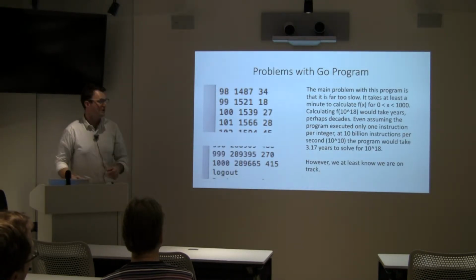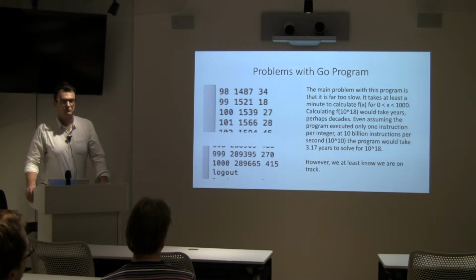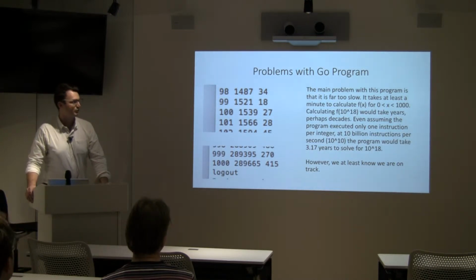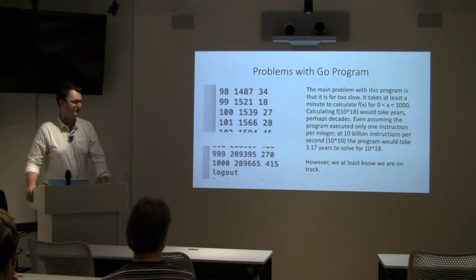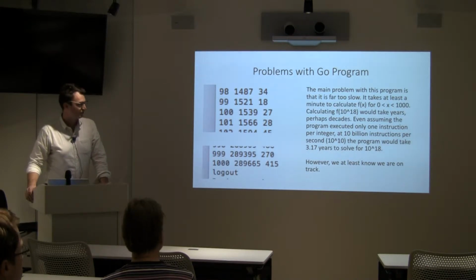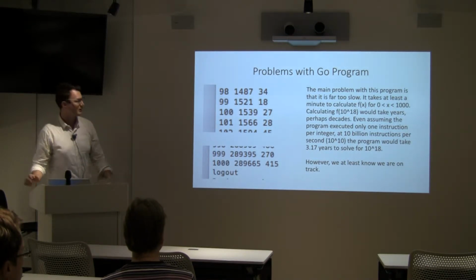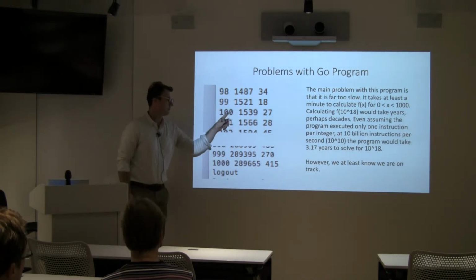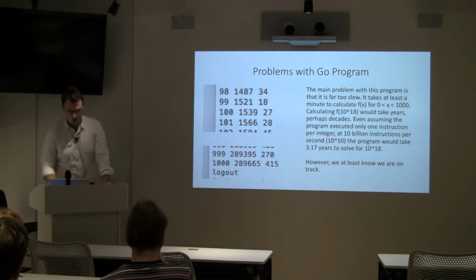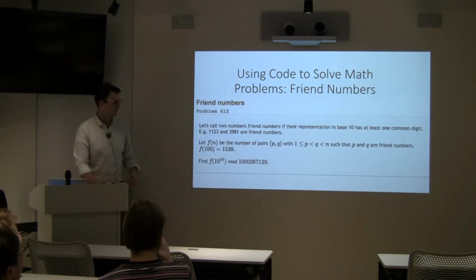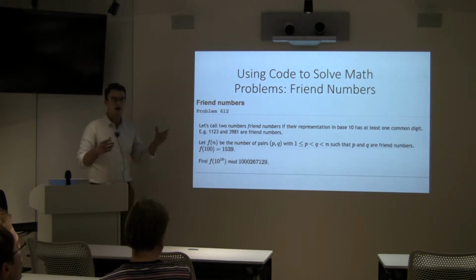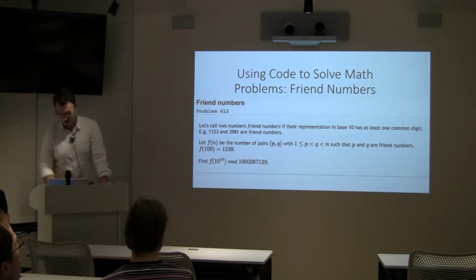So, problems with the Go program. The main problem is that it's way too slow. We're dealing with 10 to the 18th, so if you wanted to brute force this, even if every single calculation only took a single instruction, it would take years to solve, potentially decades, probably much longer than that, using a standard laptop. So this isn't going to work. But at least we know that f of 100 equal to 1539 matches the original problem description. So we know at least that we have the concept down, right? We're on the right track.